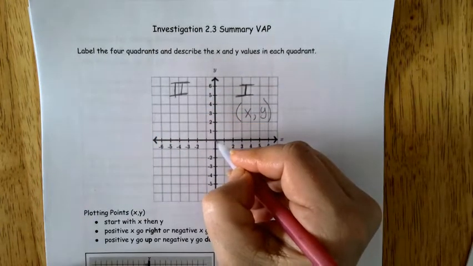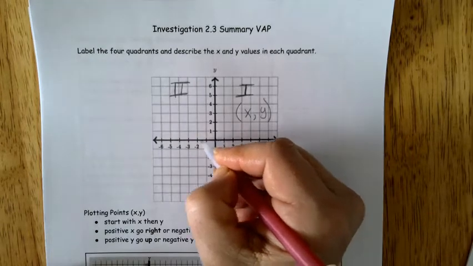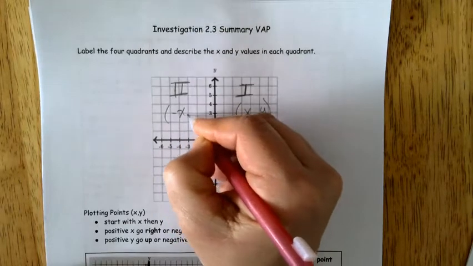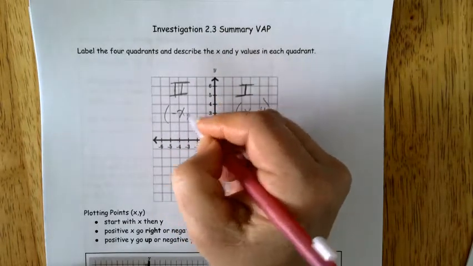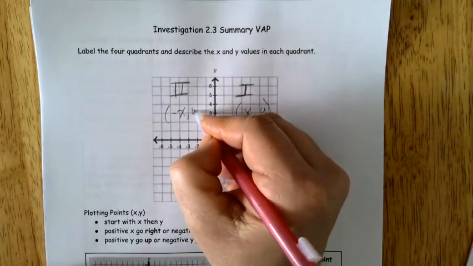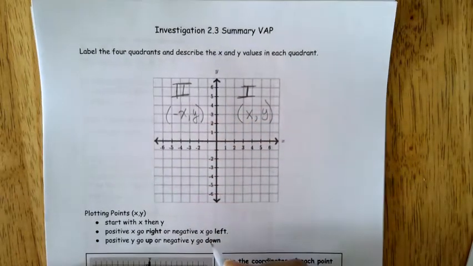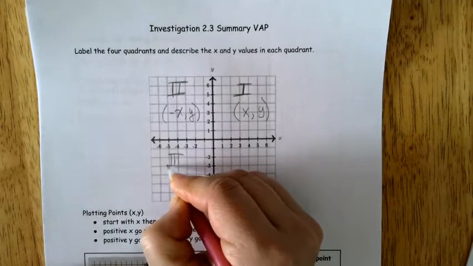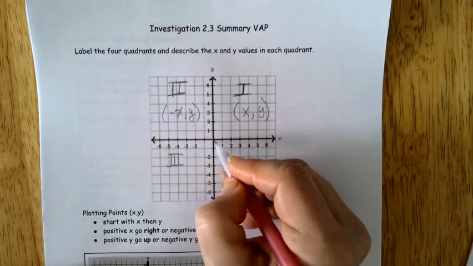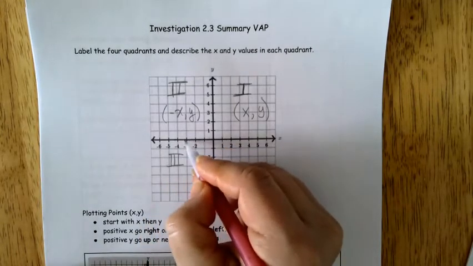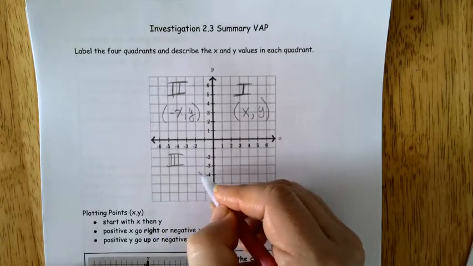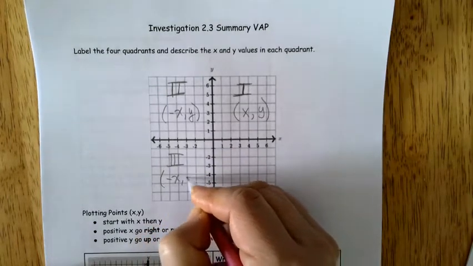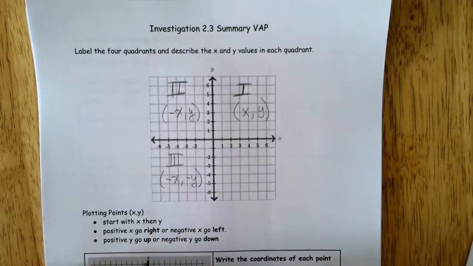In quadrant two, if we're starting at our origin and moving left, we have a negative x, and we're moving up, and these numbers are positive. So we have a positive y. In quadrant three, again, if we start at our origin, we're moving to the left. These are negative numbers. And then we move down, and these are negative numbers. So this is a negative x and a negative y.